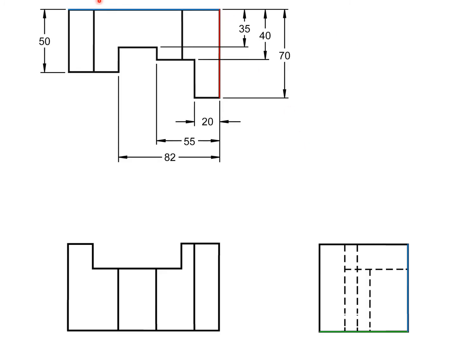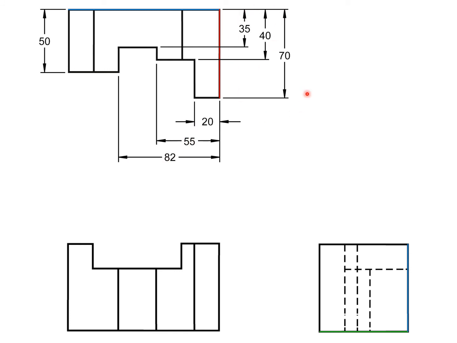So now that we've identified the datums in the top view, this datum has more surface area than the opposite side. Same thing with the back surface, that has more surface area than the front. So we've established our datums and we dimension from them. So from this red datum, we're going to go right to left, right to left, right to left, giving us 20, 55, and 82.